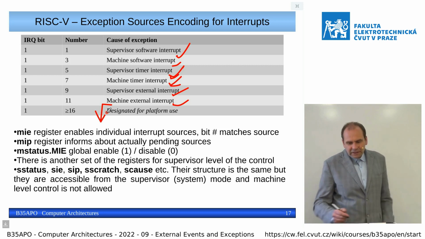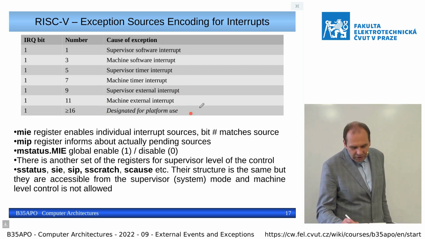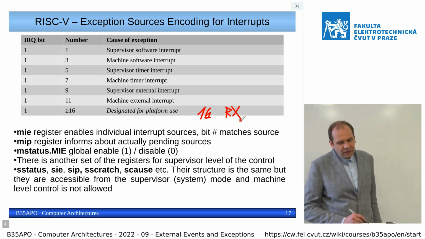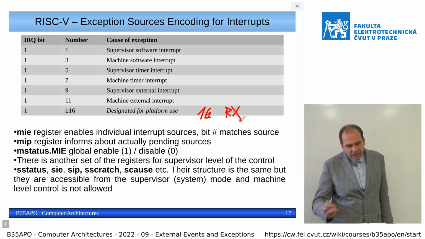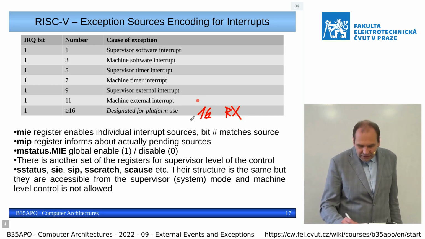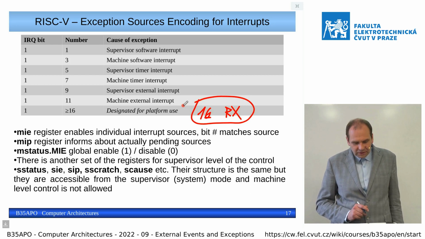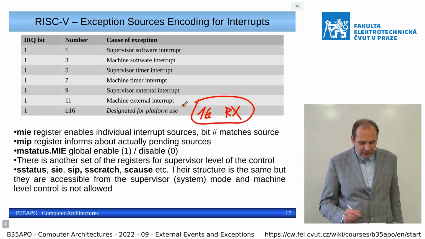So for the next example, we will consider that interrupt 16 is connected to the event that the serial port receives, Rx, a character. So this is our case in the next example.